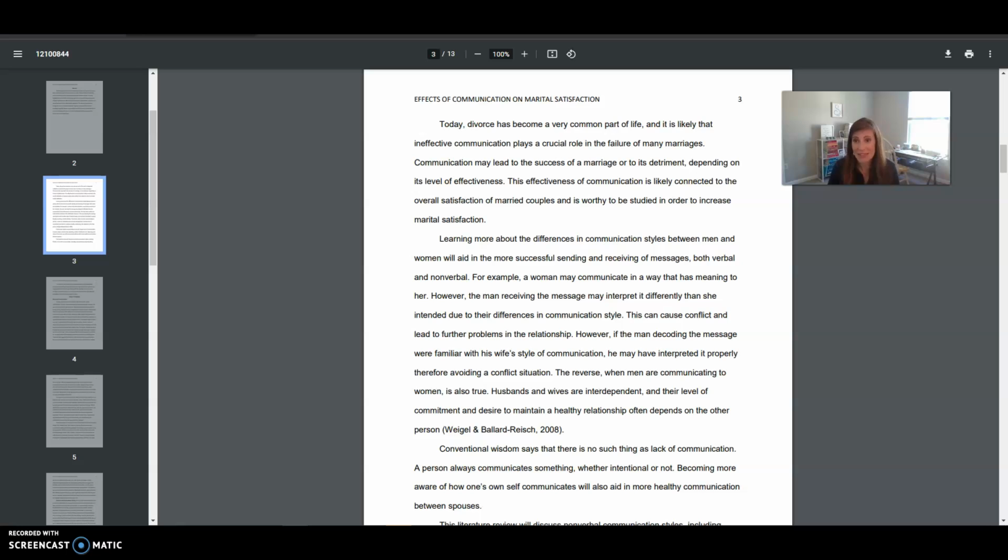So the first example is from Hannah, and she reviewed the effects of communication on marital satisfaction. If we're thinking about the introduction for your literature review, the first thing that you want is an introductory paragraph that details what your topic is. You can see that Hannah did that in this very first paragraph here, and I'll give you a moment to read those three sentences.